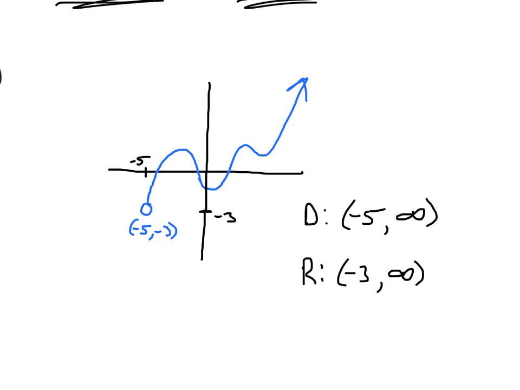All right, our x values start at -5, but it can't be -5, and it goes forever in the positive direction to positive infinity. And our range starts at -3, but does not include -3, and goes forever in the positive direction to positive infinity. Okay? Questions on finding domain and range, or on function notation?